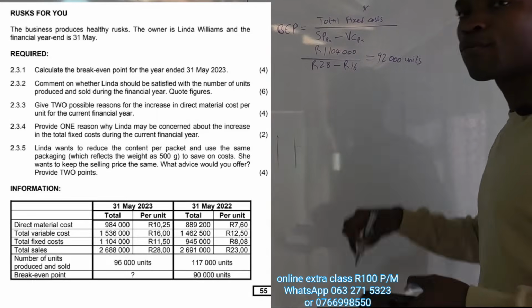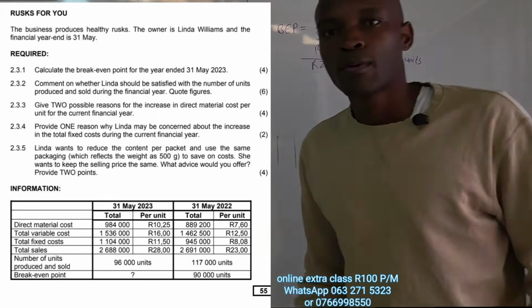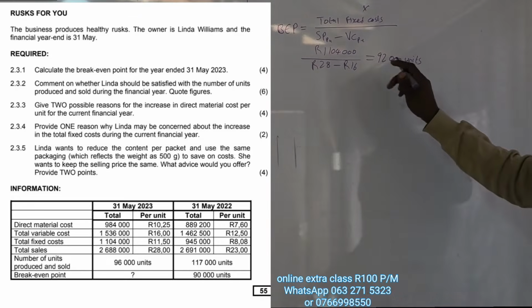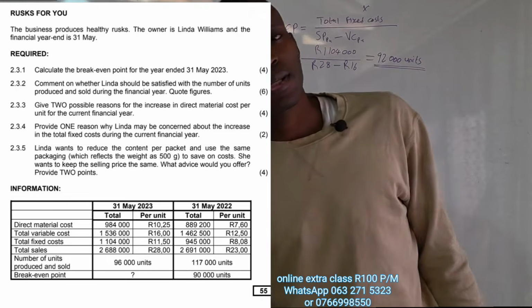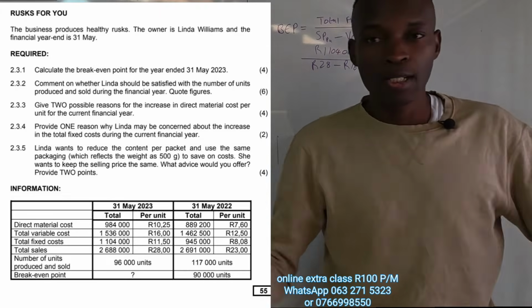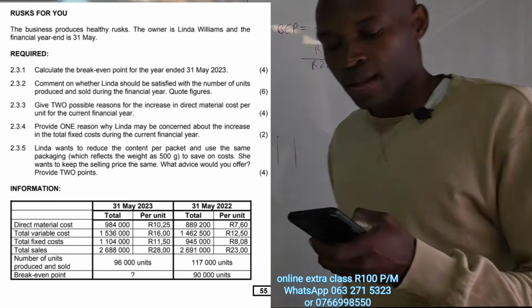This formula must give you per unit. Okay, per unit. 92,000 units is the break-even point. If we produce less than 92,000, no profit. More than 92,000, there is a profit.